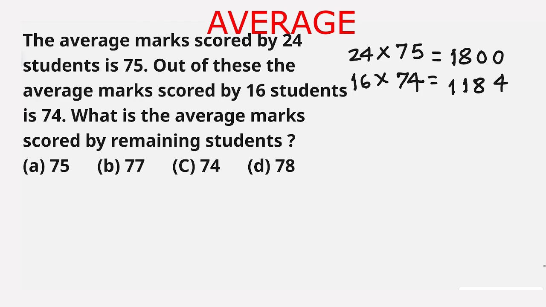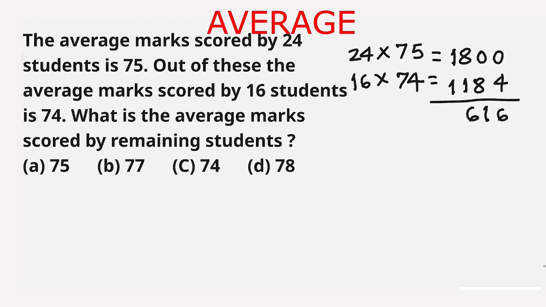And the difference of these two will be the marks scored by remaining students, which are 8 students. 24 minus 16 is 8 students. 10 minus 4 is 6. 9 minus 8 is 1. 7 minus 1 is 6. And 1 minus 1 is 0. So these are the marks scored by 8 students, 616.